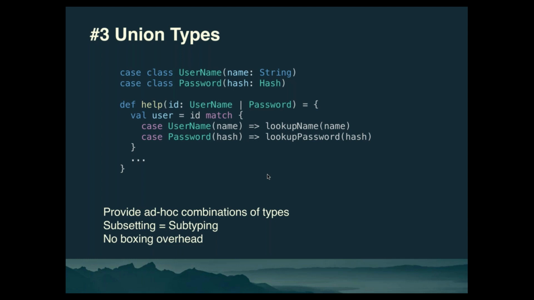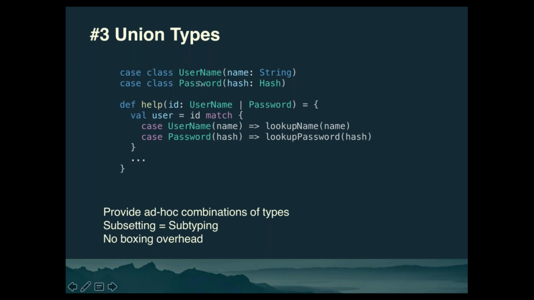So union types actually have quite a lot of interesting use cases on their own. Here's an example. Let's say you have two case classes, one for username and one for password, and you want to have a help function where you get the ID of your user, and it could be given as either one, either username or password. Then you can just match and say, well, if the ID is a username, then you look up the name, and if it's a password, then look up the password.